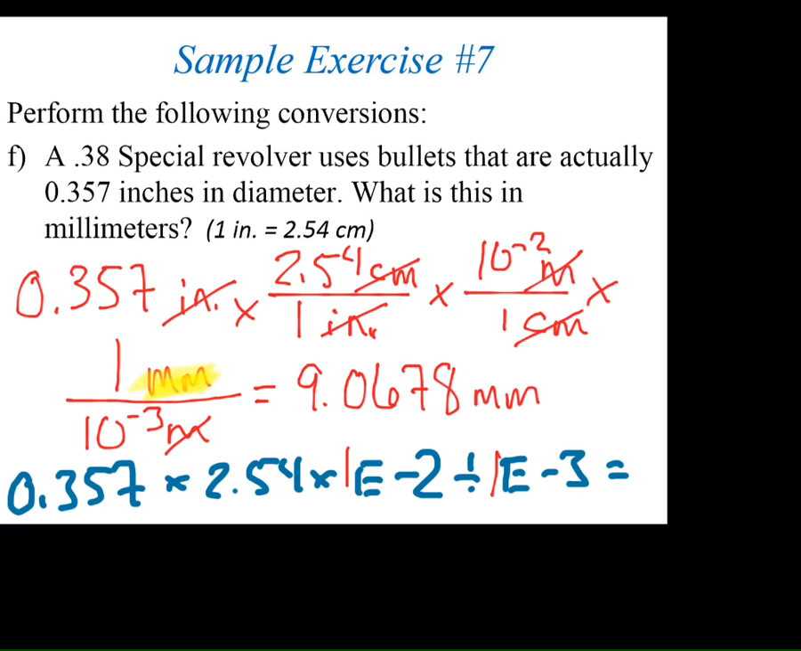0.357 times 2.54 times 1 E -2 divided by 1 E -3. I hate this calculator because it has that little times 10 to the thing and it doesn't work like an exponent key. It's really not an exponent key, it's an anti-log, so you have to use lots of parentheses.